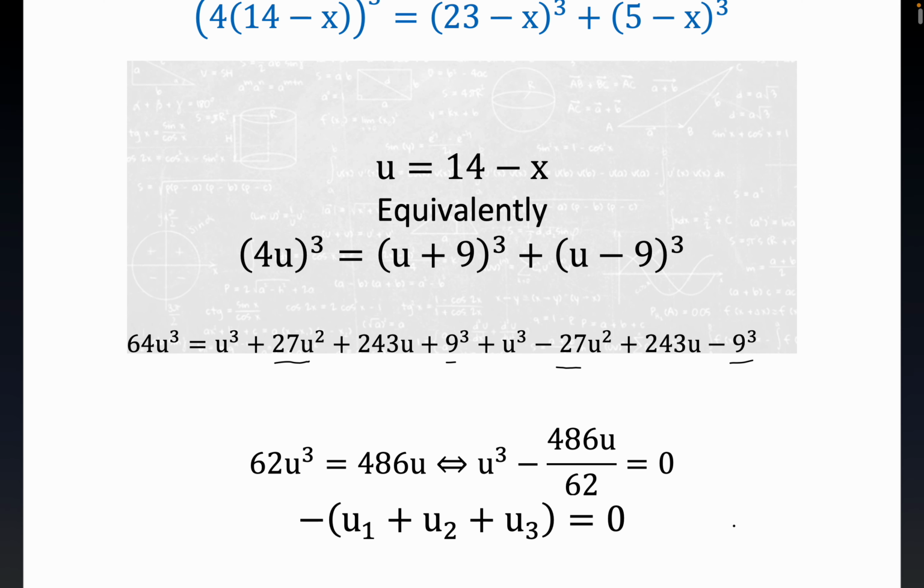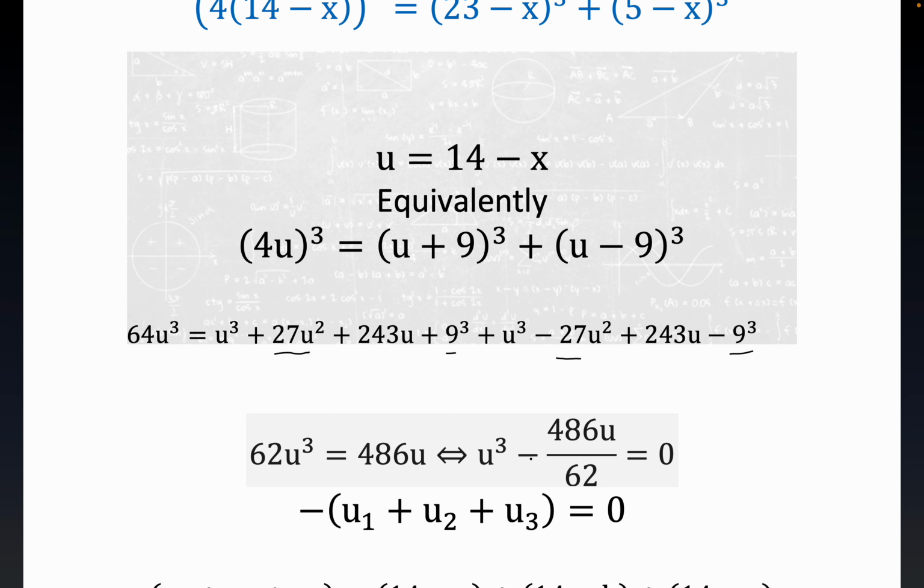Now, the big deal right here is to note that there's a missing u squared term. So in other words, you can think of a 0 u squared term being present right here. And again, let u sub i, i equals 1 to 3, be the roots of this new polynomial expression that's equivalent to the first one that we're trying to solve. So what we know is that minus the sum of those zeros or roots is equal to 0.